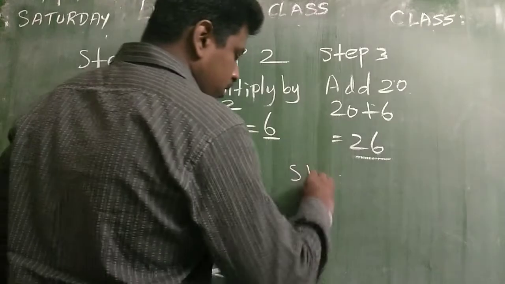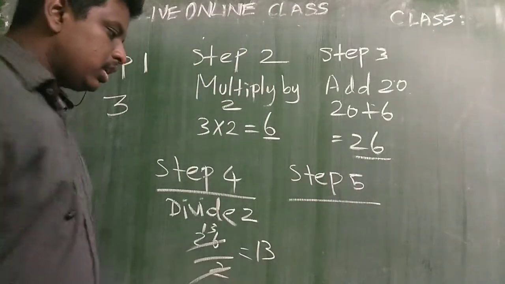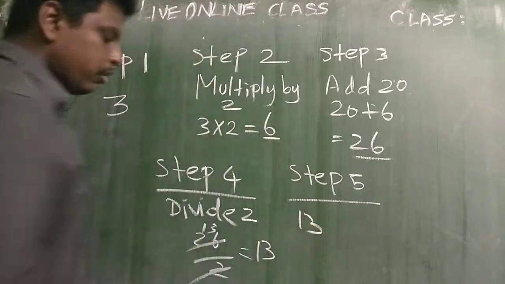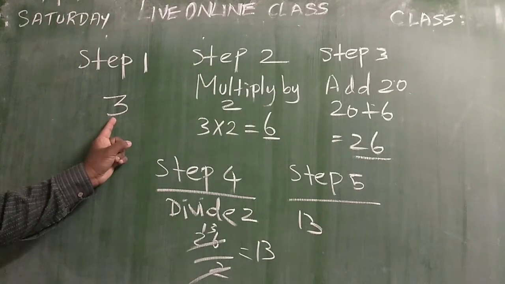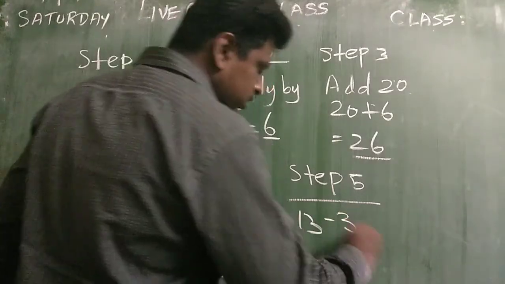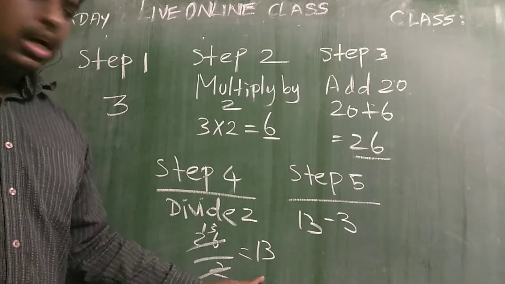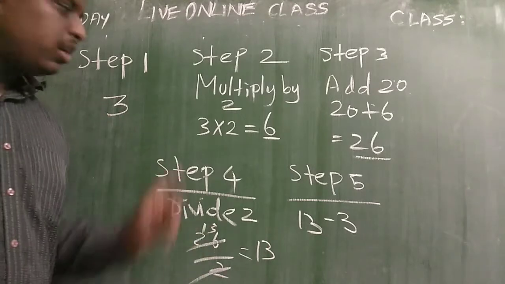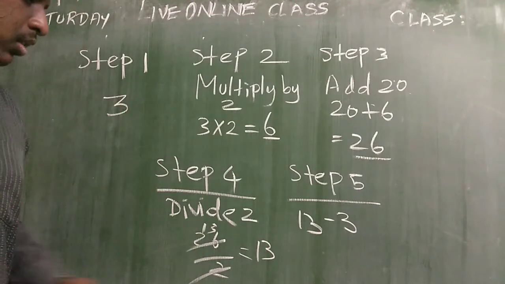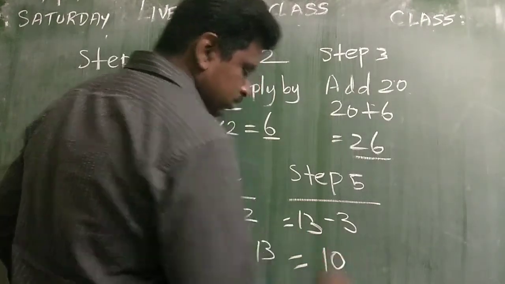Now in step 5, what I am going to do is subtract this tertiary answer from the original number that I got in step 1. That is 13 minus 3. So 13 is the tertiary answer which I got in step 4, and 3 is the original number which I thought of in step 1. So when I subtract 3 from 13, I get 10.